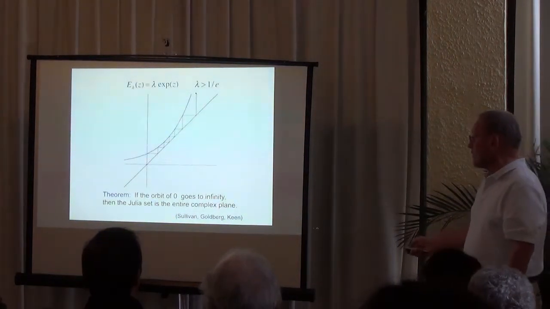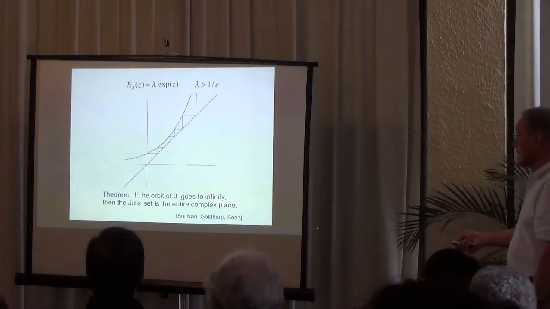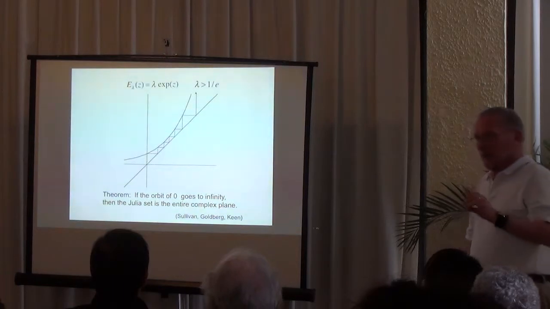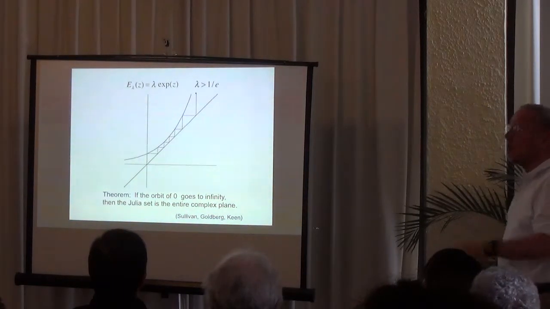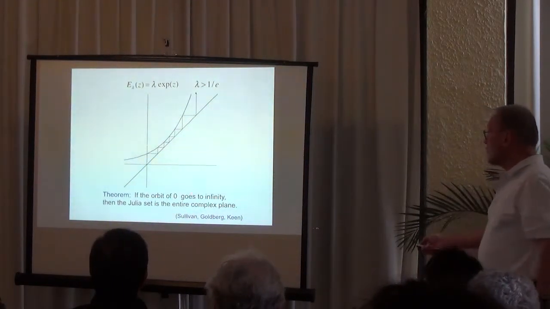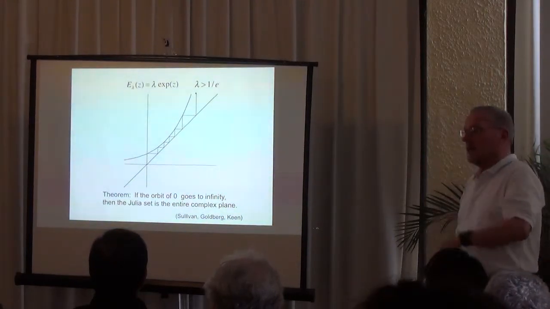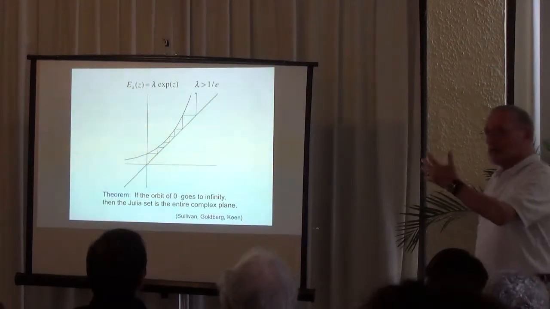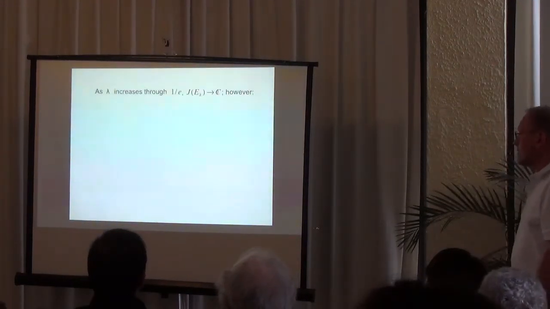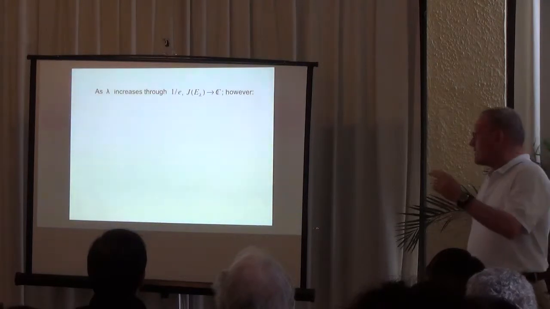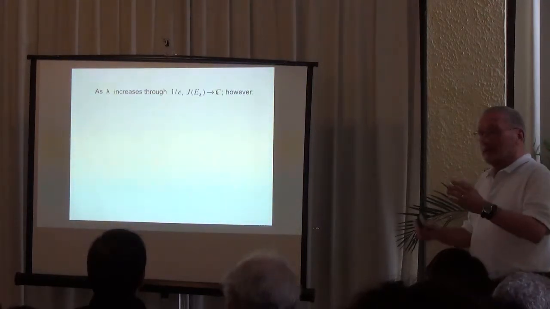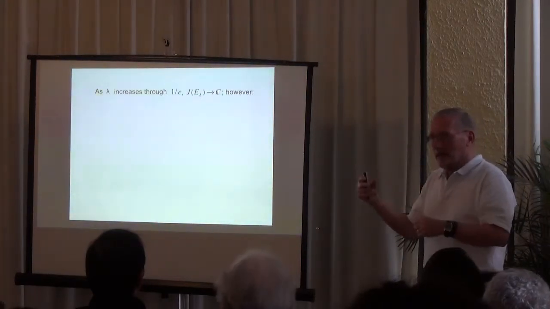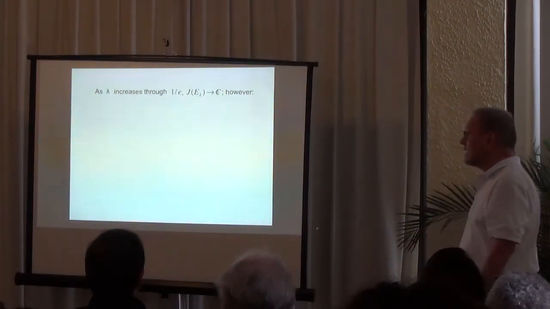Okay, this is a theorem of Dennis Sullivan, Lisa Goldberg, and Ben Keen. The theorem is: if the orbit of zero, the exponential's omitted value, or what's known as the asymptotic value, if that orbit goes to infinity, then necessarily the Julia set is the entire complex plane. So that's what causes that amazing bifurcation. As lambda goes through 1 over e, suddenly the Julia set goes from being that single little Cantor bouquet in the right-hand half plane to the entire complex plane.